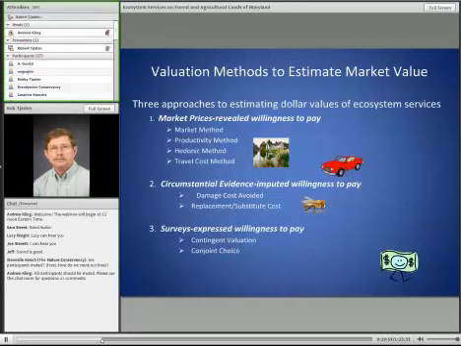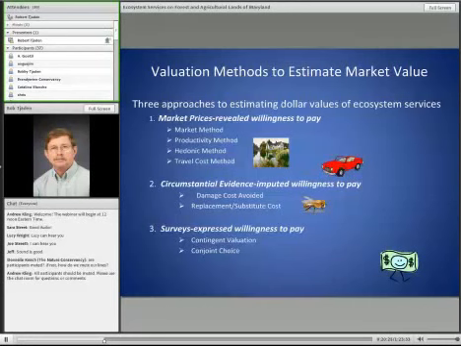The other is the circumstantial evidence, the imputed willingness to pay. And this is one where a lot of these would be from the damage cost avoided as a result of a particular activity, replacement or substitute costs. A lot of these I put in a category like IPM, Integrated Pest Management. That's a substitute cost for the natural pest control that the environment provides. Or the other would be just water treatment facilities. They are all replacement costs for the clean water that the forest provides for us.